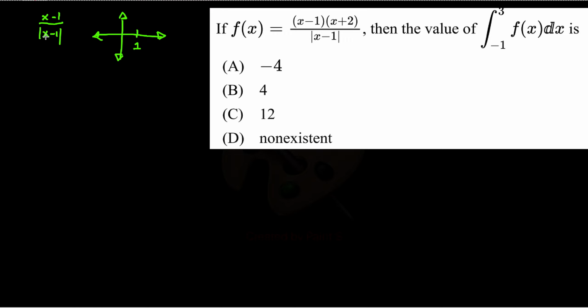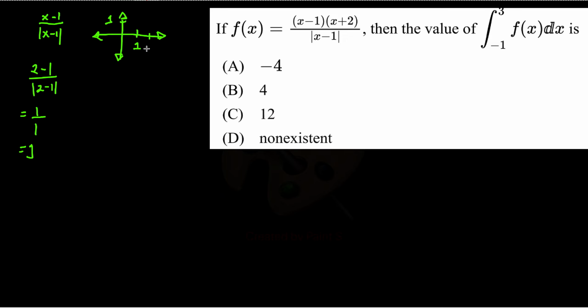Why is it when x equals 1? Well, let's say I pick a value to the right of 1. Let's say 2. 2 minus 1 over the absolute value of 2 minus 1. Well, that's just going to be 1 over 1, because 2 minus 1 is 1. The absolute value of 1 is 1. And then this is 1. So I'm going to get 1 up here.